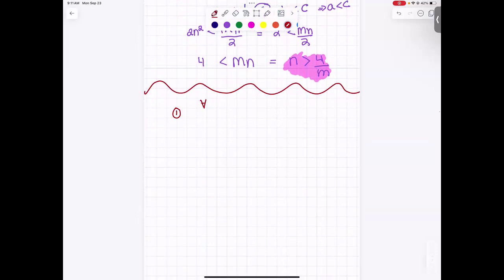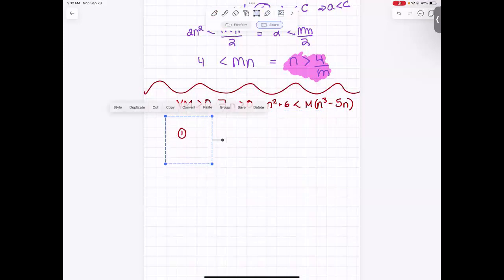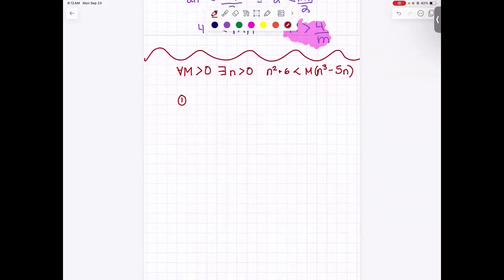Now, the first thing I usually like to do is write out the statement again. So for all m greater than 0, there exists an n greater than 0, such that n squared plus 6 is less than m times n cubed plus 5n minus 5n. Okay, so when we want to write the proof officially, the first thing we're going to do is roll back our rough work.